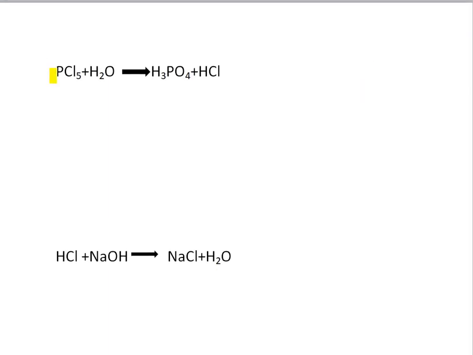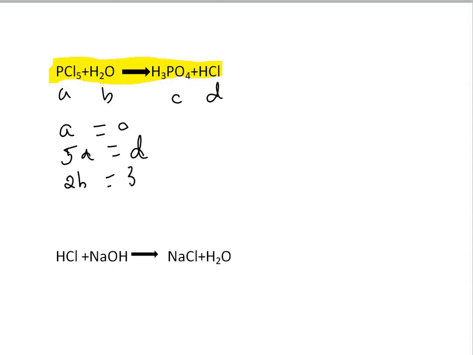Next question is PCl5 plus H2O gives rise to H3PO4 plus HCl. So note it down as A, B, C and D. The same way, A is equal to C, and 5A is equal to D, and then 2B is equal to 3C plus D, and then B is equal to 4C.